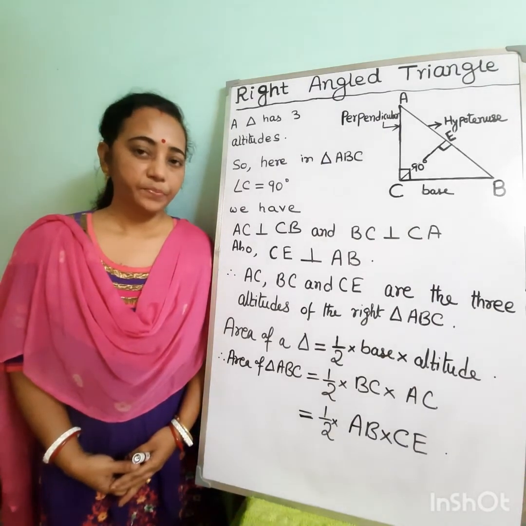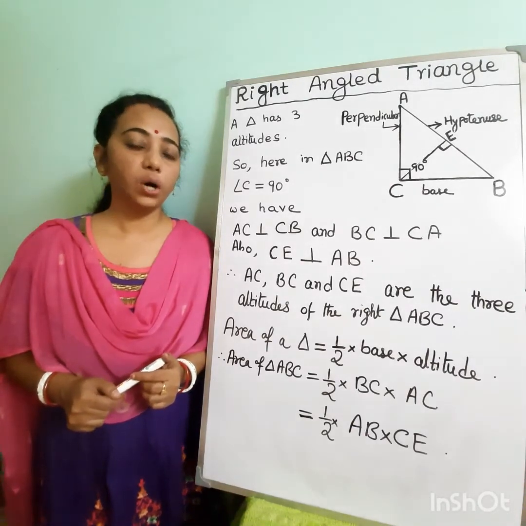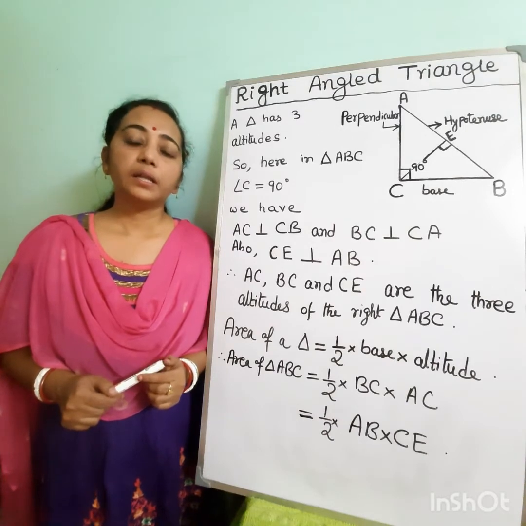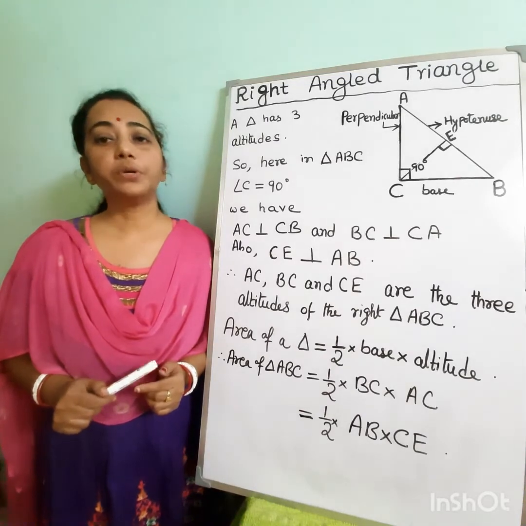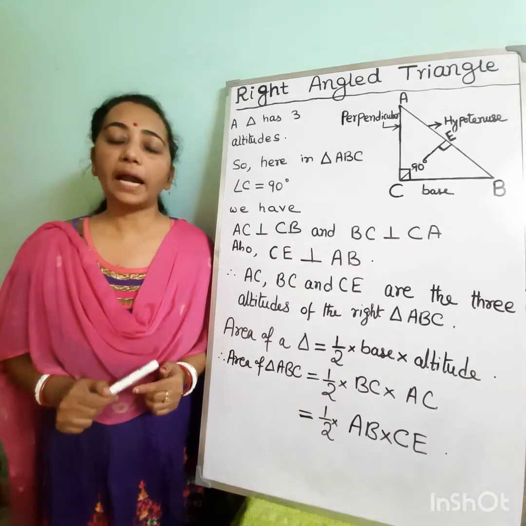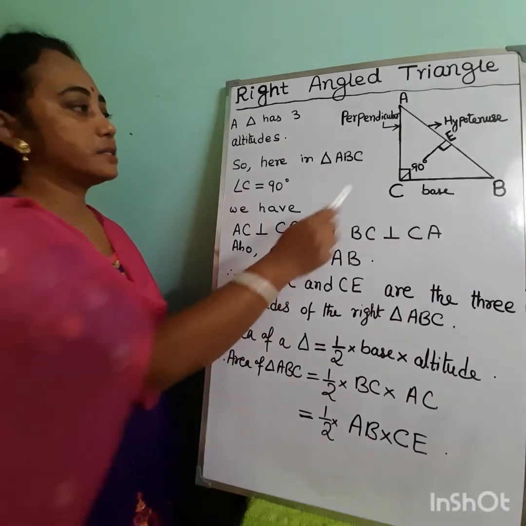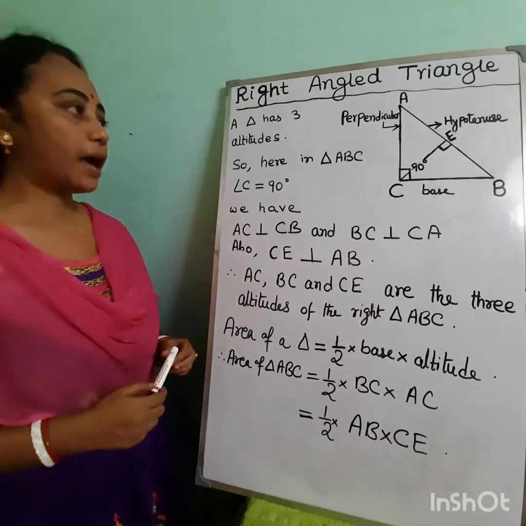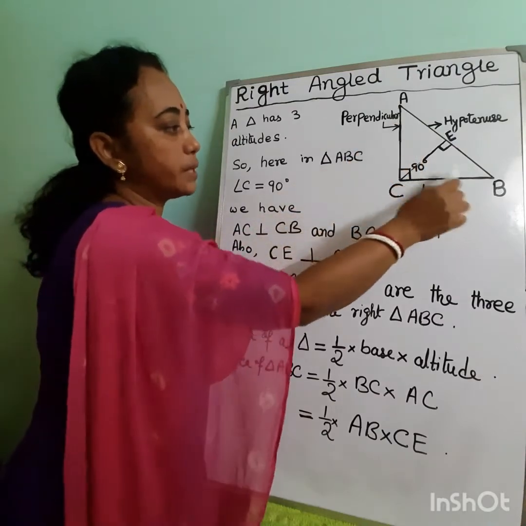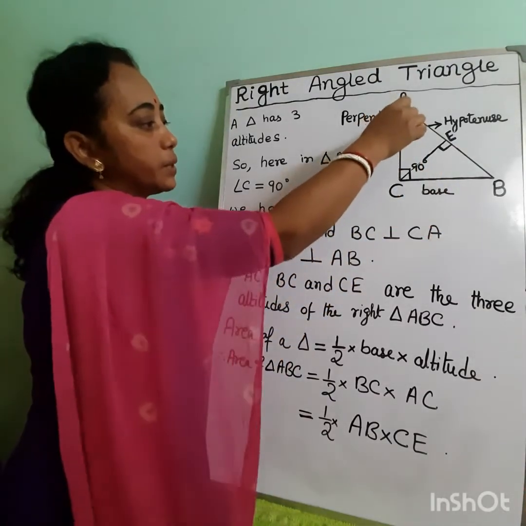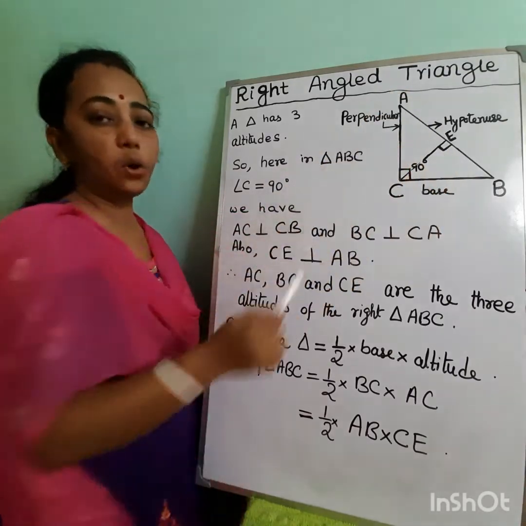Now we know that a triangle has three medians and three altitudes. Let us know about the altitude of a triangle. The perpendicular line segment drawn from the vertex of a triangle to its opposite side is called an altitude of the triangle. Now in triangle ABC, angle C is equal to 90 degrees. We have AC perpendicular to CB because the angle between AC and CB is 90 degrees. And here the line segment AC is drawn from the vertex A to the side CB. So AC is an altitude of the triangle.